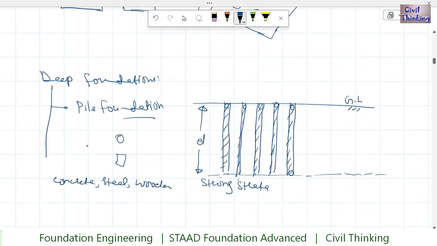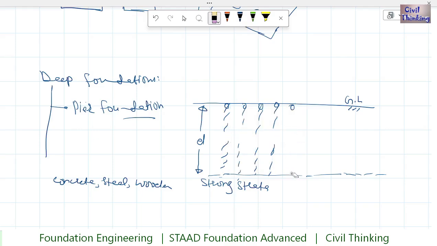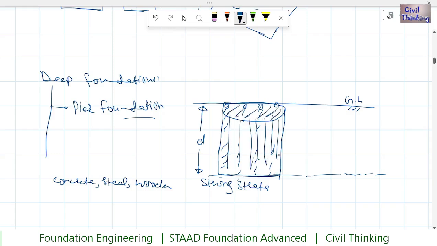Then we have pier foundation, I don't know how you pronounce it. Now instead of a group of piles, because piles are usually used as a group, I can do one thing. I can excavate the ground up to the strong strata and use a solid pier. So what is the difference between pier and pile? A pile is thin and long, but a pier has a larger cross section than the pile, and piles are used in groups. By the way, the pile is also solid, it is not hollow. That was pier foundation.